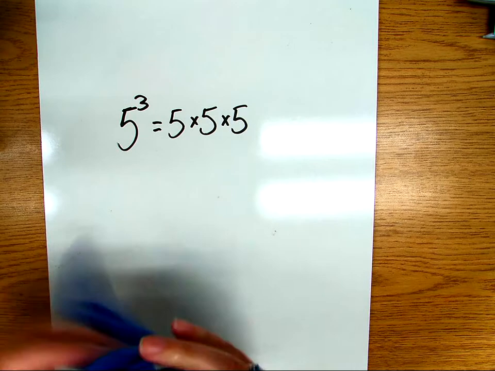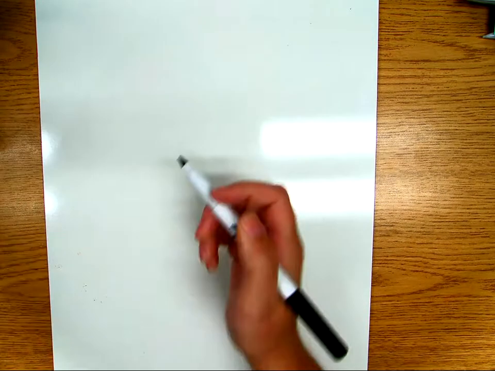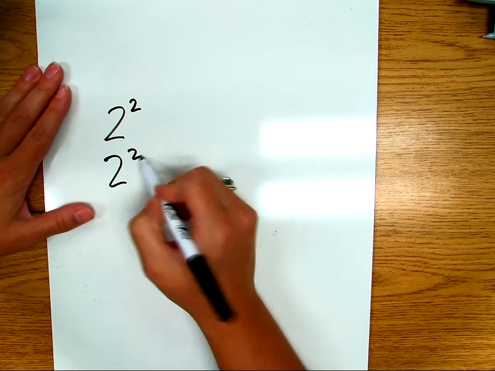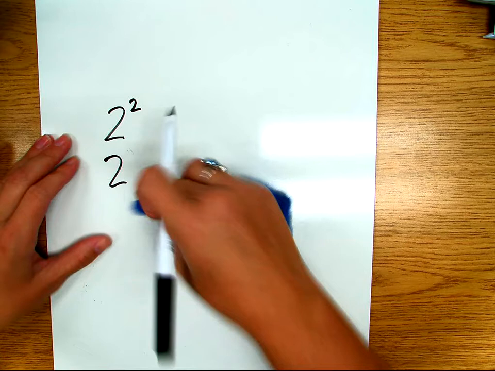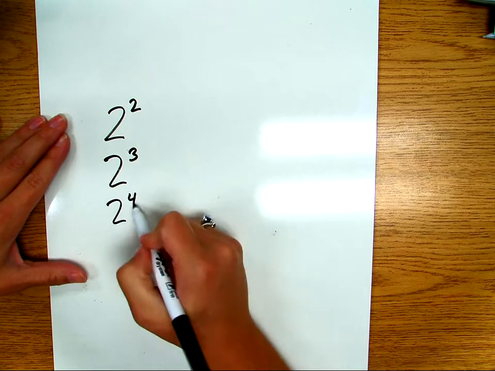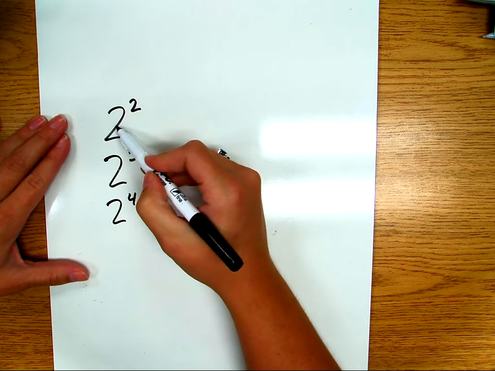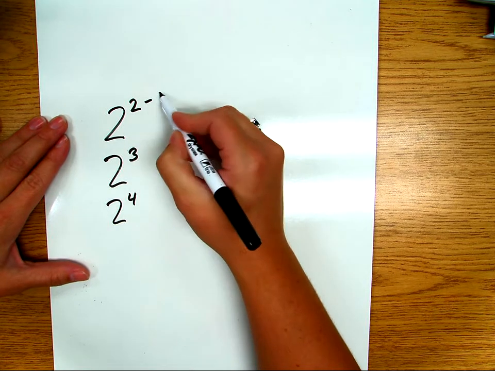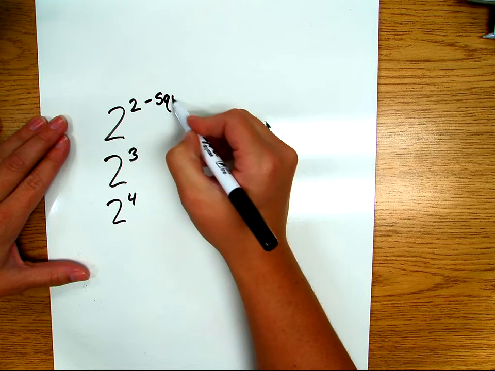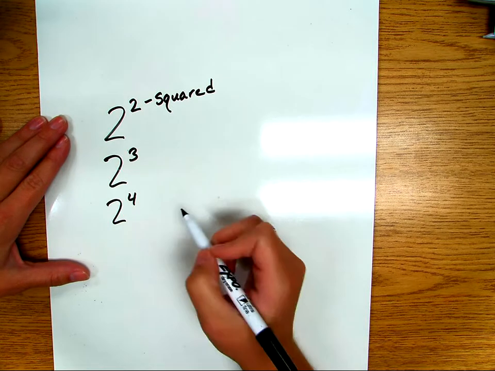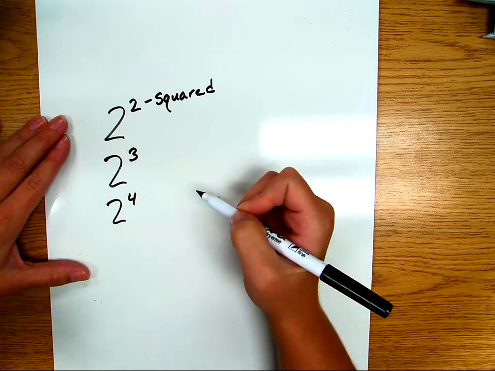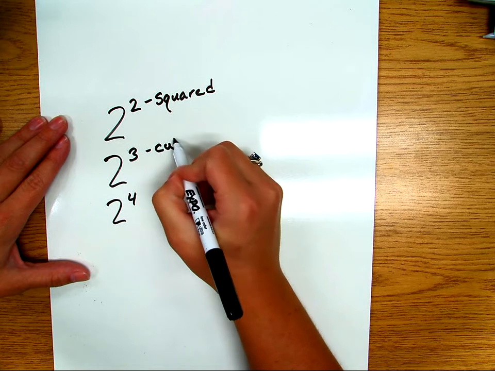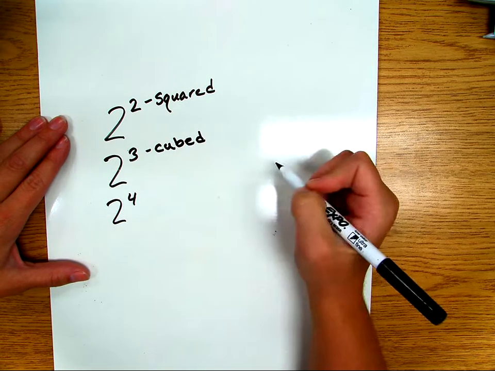A couple things to think about when we're working with exponents is how we say them. No matter what exponent or what base you have, there's a couple ways we can say things. The simple way would be 2 to the second, or 2 to the second power. Second powers can also be said as squared. We have a shortcut way. We could say this as 2 squared. The next one we could say is 2 to the third power, or 2 to the third, or there is a short version of 2 cubed.